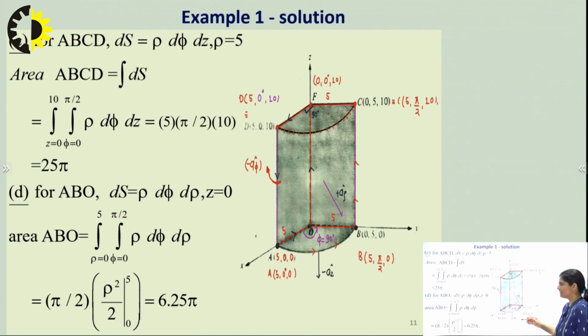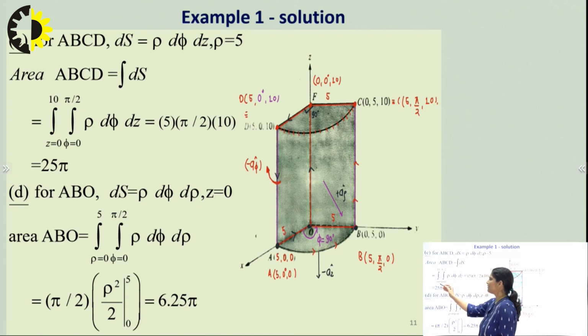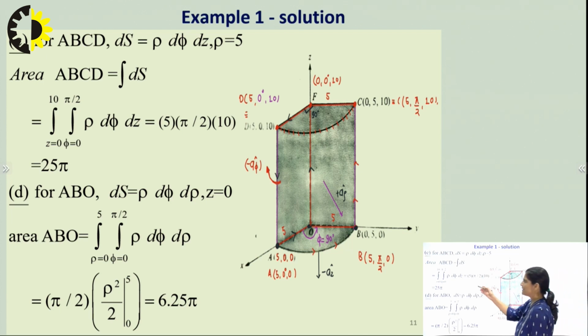While you are considering the case of the surface area of A, B, C, D, you can see here in A, B, C, D, rho is the same. So if rho is the same, write down here rho d phi dz, in the form of phi and z. And your limits are: z is 0 to 10 and phi is 0 to pi by 2. So like this you can find out the surface area for ABCD.